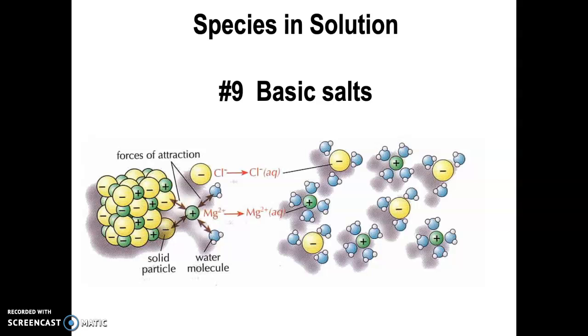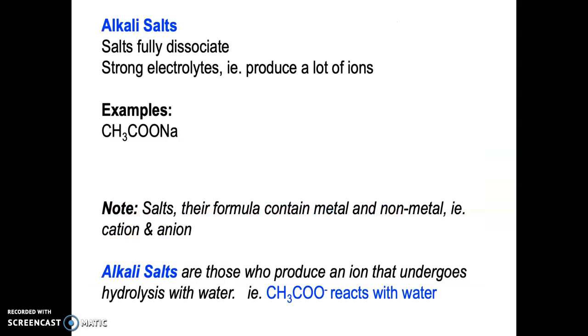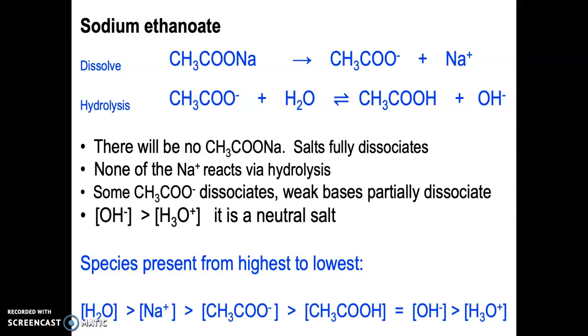In this video, we'll cover the species present for a basic salt. Like all salts, alkali salts fully dissociate and produce a lot of ions. The classic example of a basic salt is sodium ethanoate. It is the ethanoate ion that further reacts with water. Let's take a closer look.